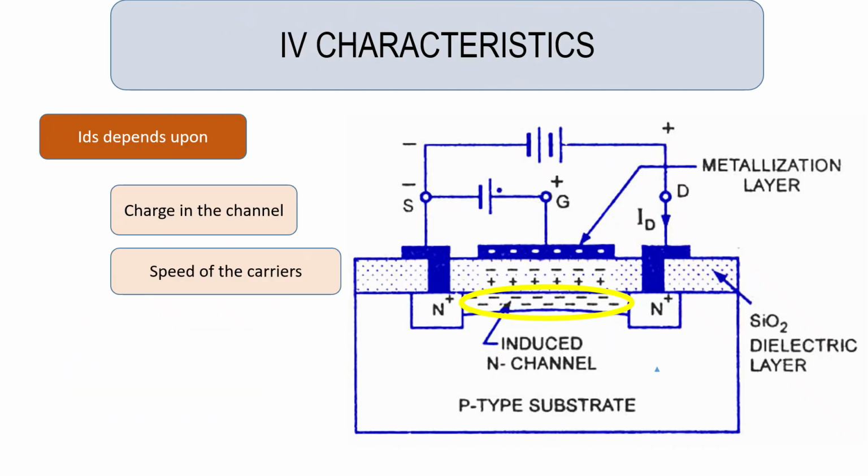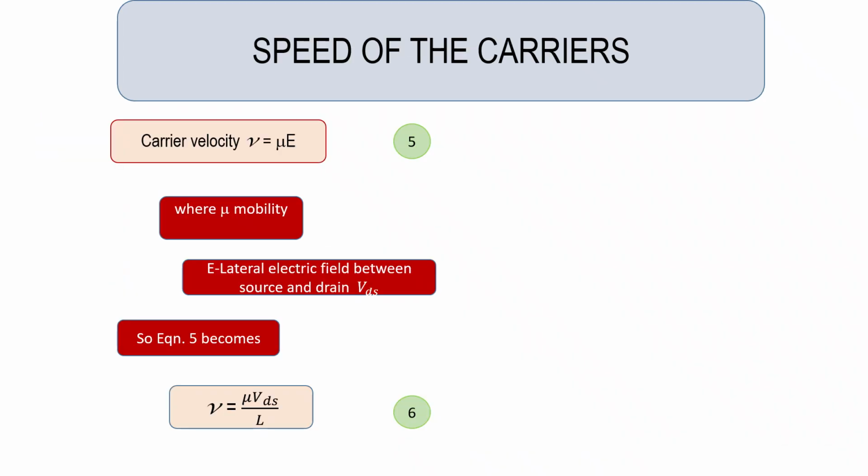So far, we have discussed how the drain to source current will change. When it is in the linear region, it will increase with VDS, and when it is in the saturation region, IDS will be constant irrespective of any changes in VDS, and when the operation is in the cutoff region, IDS will be 0. Now, we'll go ahead and derive the IV characteristics equation. So, IDS depends upon charge in the channel and speed of the carriers. First, we'll derive an expression for the speed of the carriers.